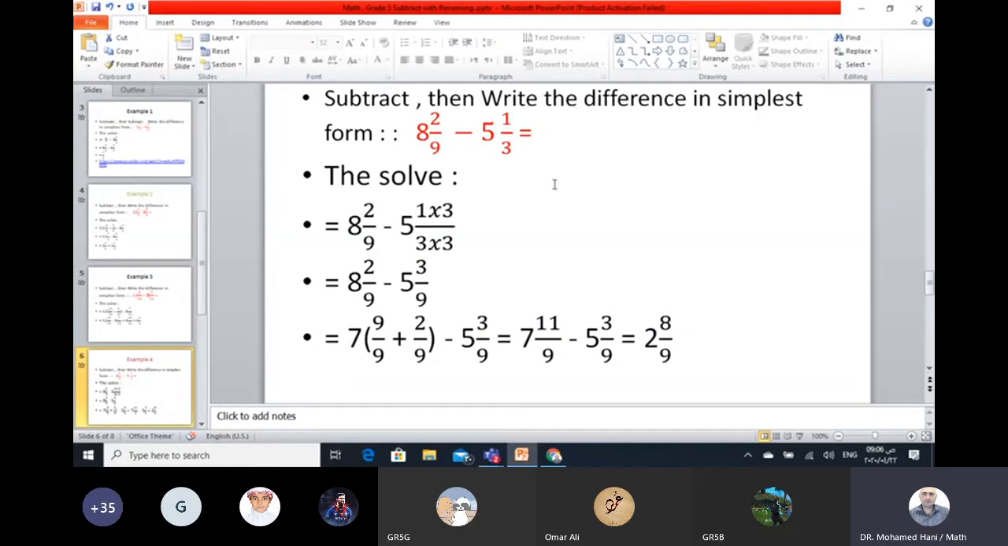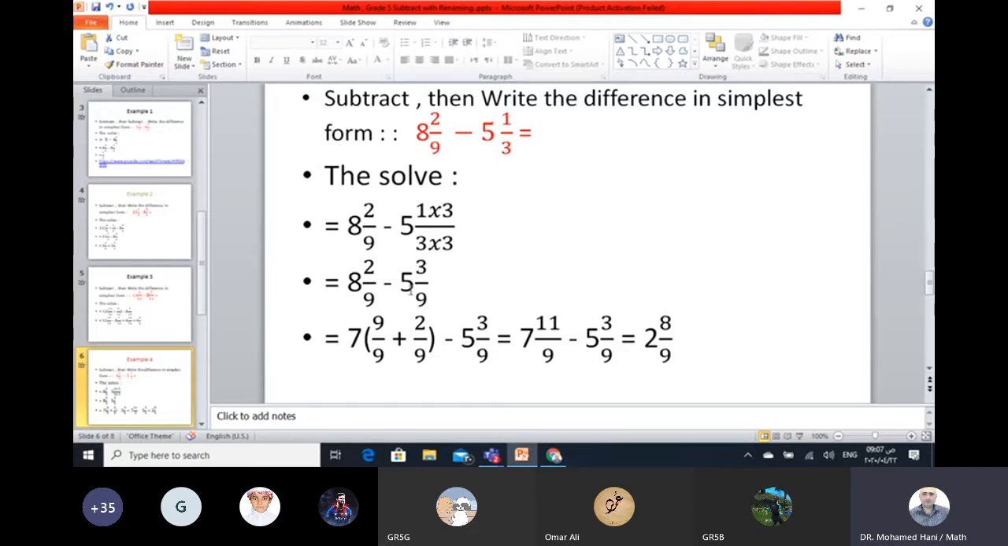The different question here, we have unlike fractions. The first step, make them like fractions. So find the LCD of 9 and 3, which will be 9. Which number times 3 will be 9? Equal 3. So you can multiply the whole fraction here by 3. 1 times 3 and 3 times 3. Here is the same mixed number, and here we have 5, and 1 times 3 will be 3, and 3 times 3 will be 9.